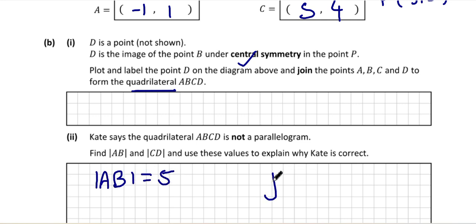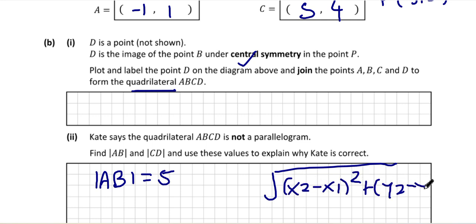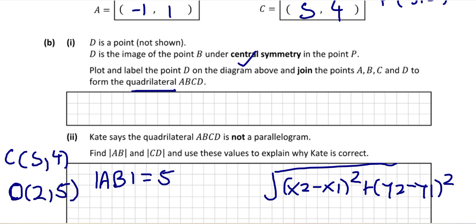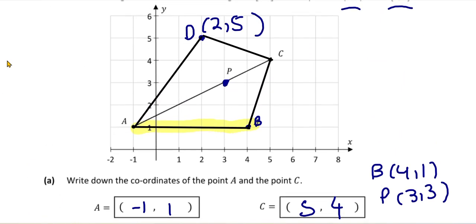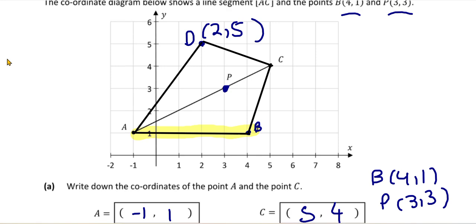However, for CD, we're going to need the distance formula that's on page 18 of your notes. Can anybody call out point C for me? What's point C? (5, 4). Can anybody call out point D? (2, 5). Now, eyesight wise, C to D is definitely shorter than A to B, agreed? So we're expecting an answer beneath 5, agreed?